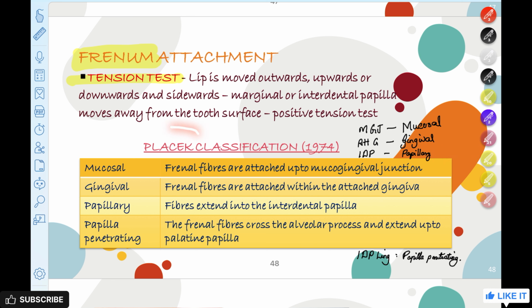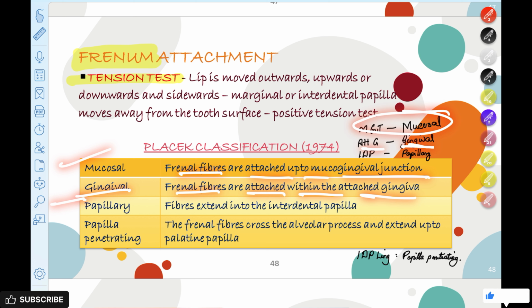So the classification is mucosal, gingival, papillary and papilla penetrating. For mucosal, frenal fibers are attached up to the mucogingival junction. In the case of gingival, the frenal fibers are attached within the attached gingiva. In the case of papillary, fibers extend into the interdental papilla, and in the papilla penetrating, the frenal fibers cross the alveolar process and extend up to the palatine papilla.